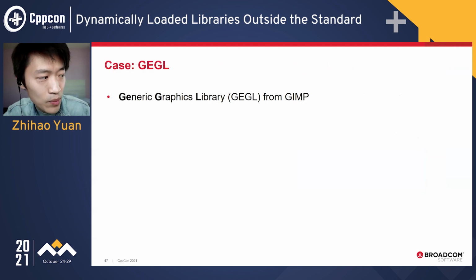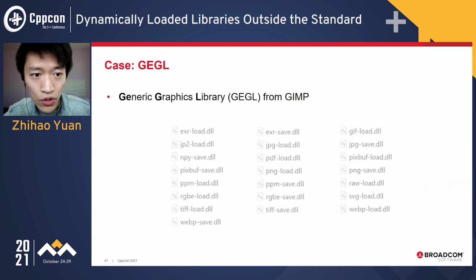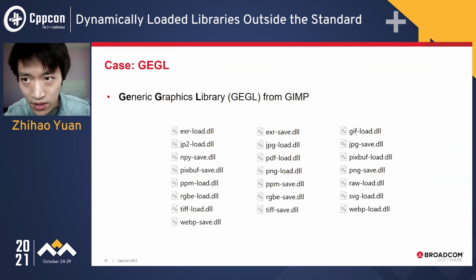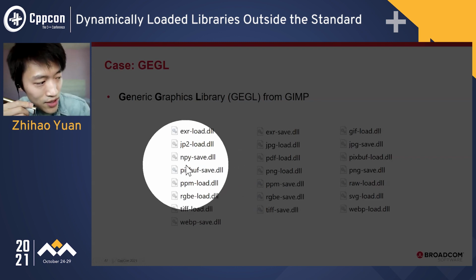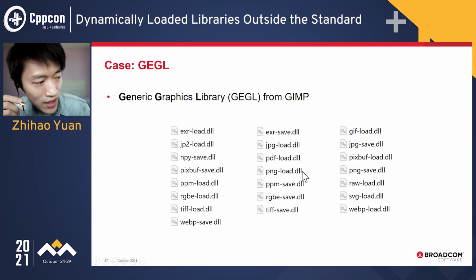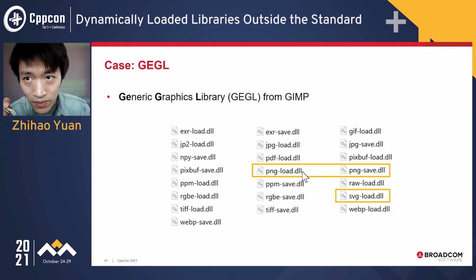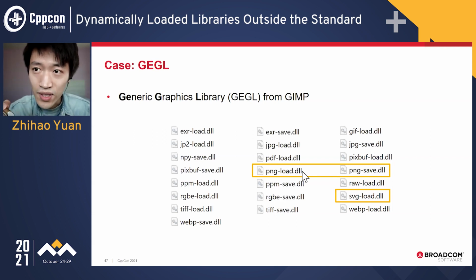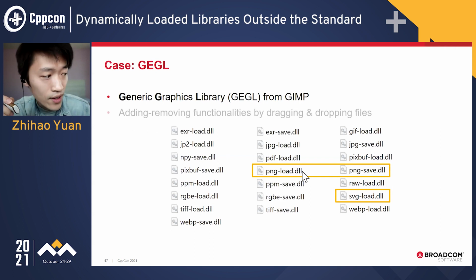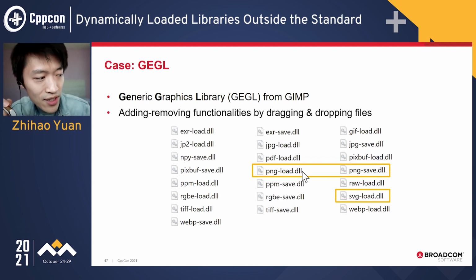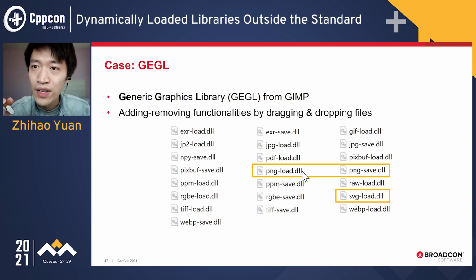Here's an example, GEGL, generic graphics library from GIMP. If you look at its directory, you're going to see this. It's very obvious that all its functionalities about some file type are categorized as save and load. For example, for PNG, we know that GEGL can load and save, but for SVG, it can only load. In other words, you can achieve adding and removing functionalities by drag and drop of files. So how to achieve something like this?